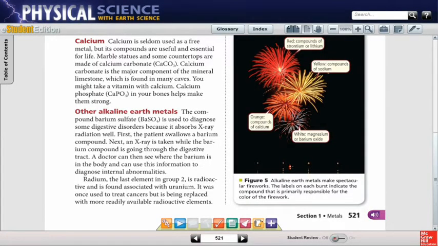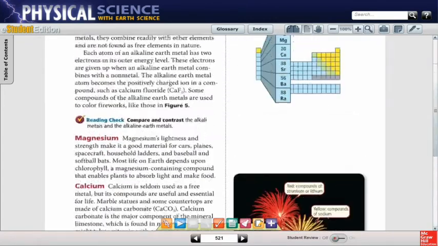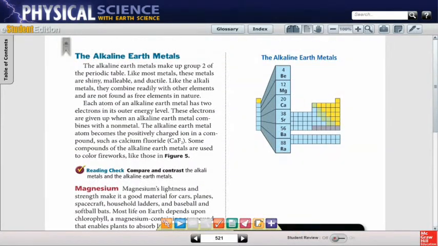Okay, and here's a few explanations of some of the other ones. We're not going to go through them all. These are the alkaline earth metals. The alkaline earth metals make up group 2 of the periodic table. Like most metals, these metals are shiny, malleable, and ductile. Like the alkali metals, they combine readily with other elements. Remember, they have 2 in their outer shell because they're in column 2. Each atom of the alkaline earth metals has 2 electrons in the outermost shell.